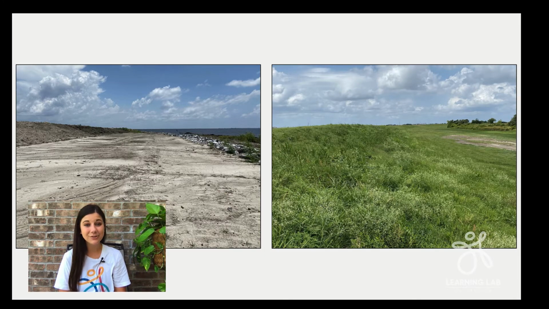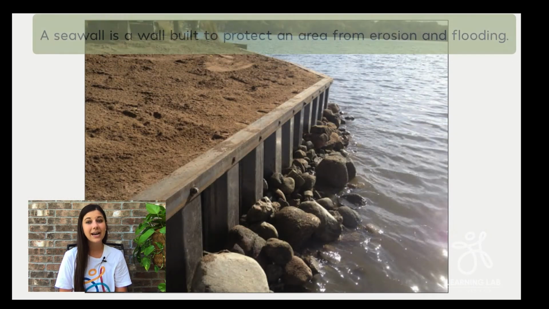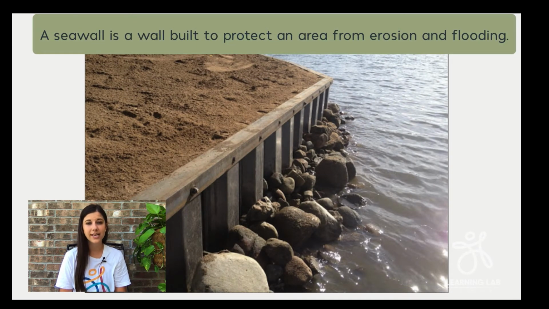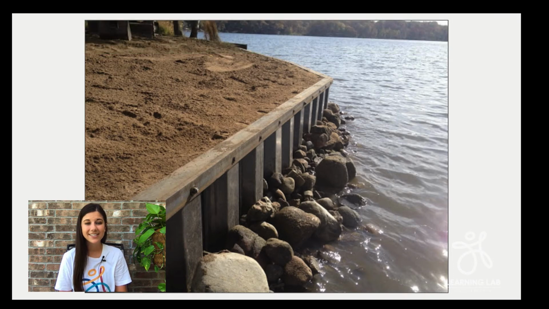The second solution we're going to analyze today is called a seawall. A seawall is also built to protect communities along the coast from erosion and flooding. Seawalls can be as tall, or maybe even taller, than 40 feet. The shape of seawalls can vary, so we're going to look at 3 differently shaped seawalls.